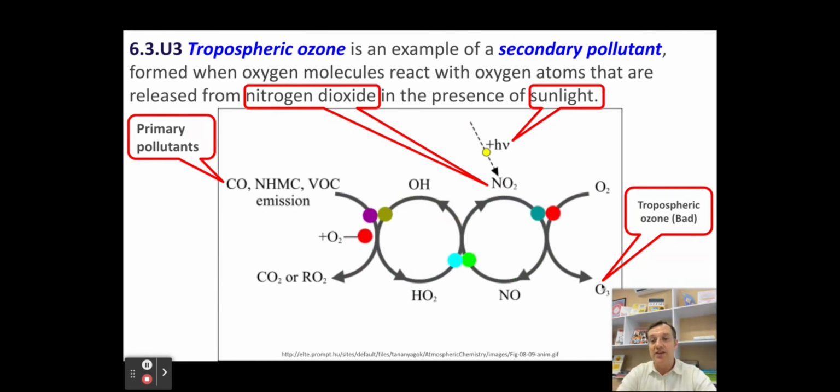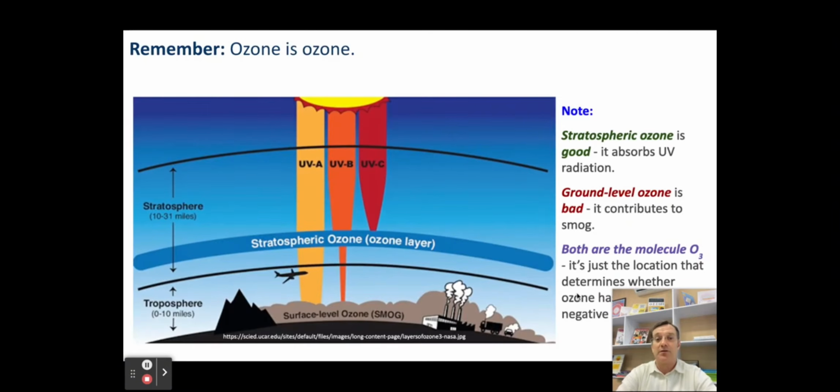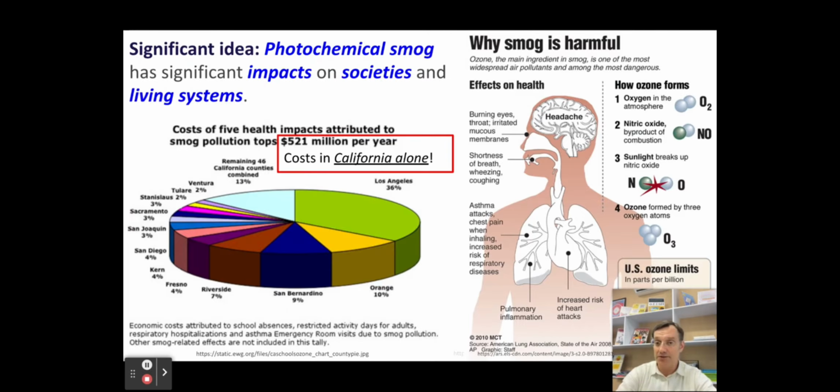And the ozone that is in the troposphere at ground level, that's the bad ozone. Remember, ozone is ozone. It's still O3. Ozone in the stratosphere, where we have the ozone layer, is good ozone because it filters out ultraviolet radiation. Whereas ozone in the troposphere, down here at the surface of the planet, is bad ozone because of the way it reacts with living organisms and different materials.